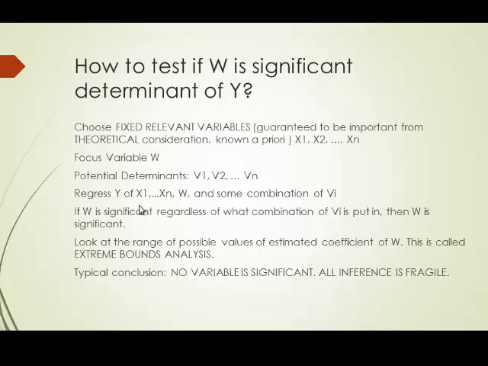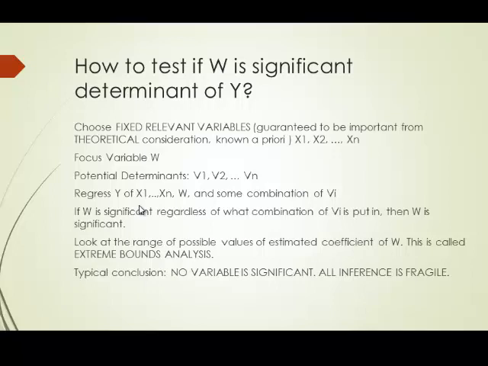So those are the initial variables, x1, x2 through xn. These are the variables that must be included. Then I put in my candidate variable w. Then I put in the other potential determinants, things which might or might not matter, v1, v2, v3 up to vn. So now there are three types of variables.